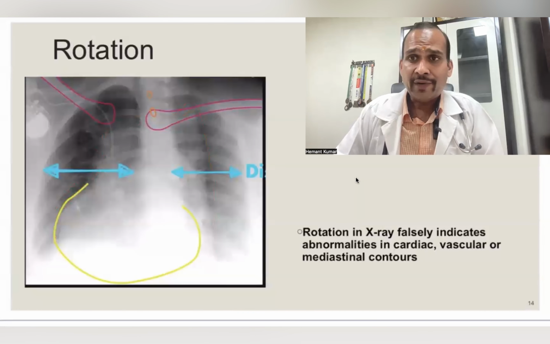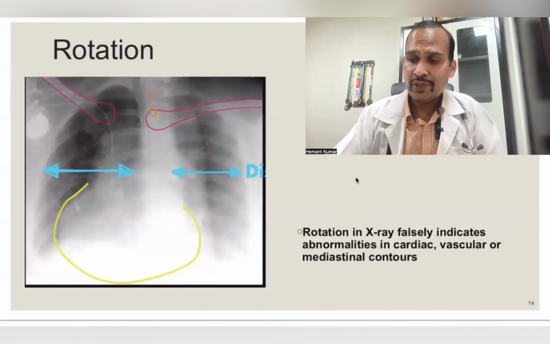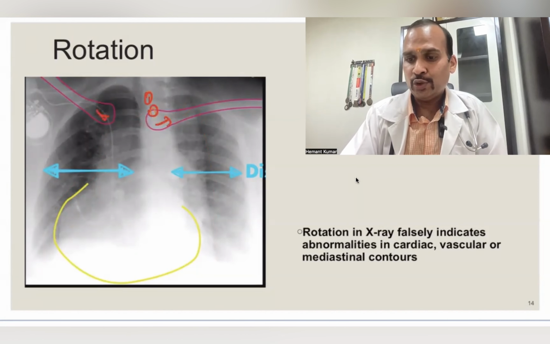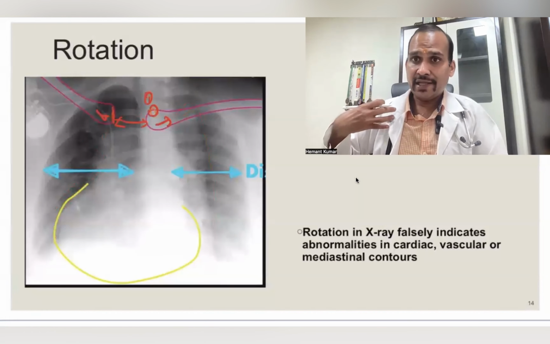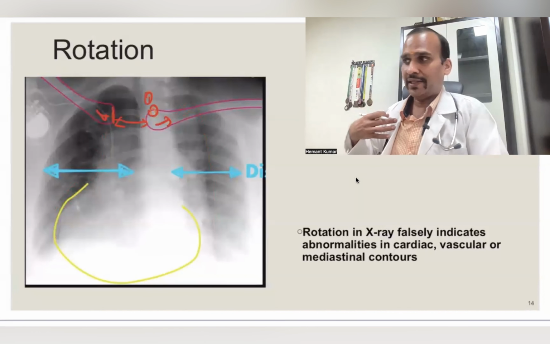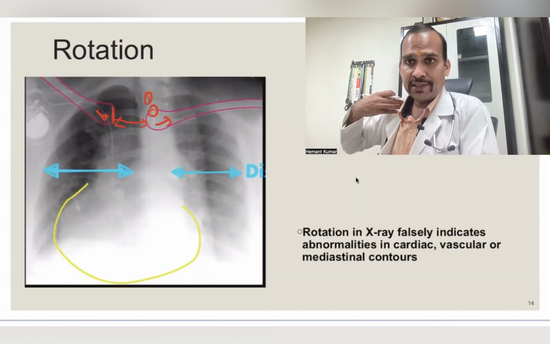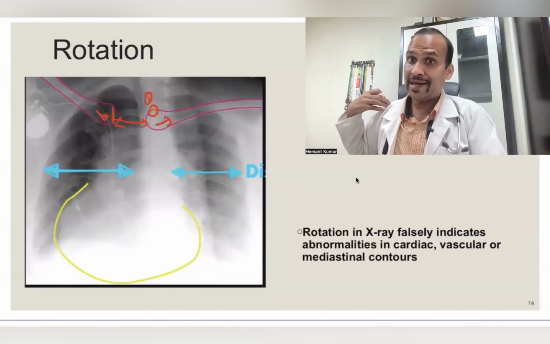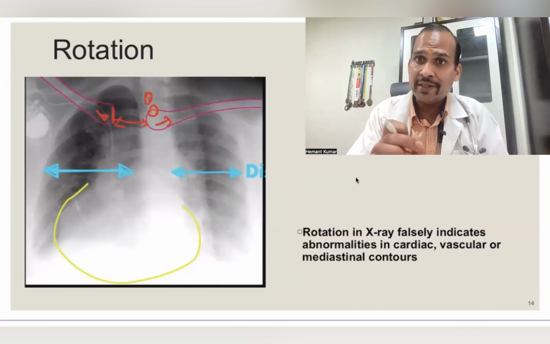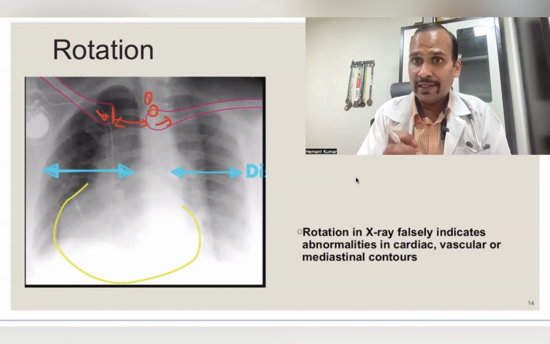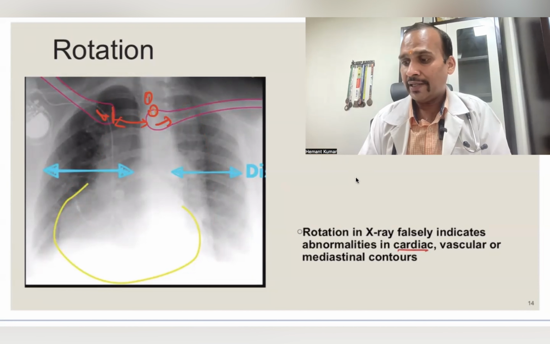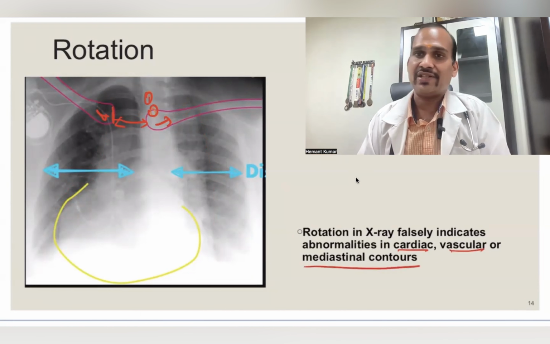So what is the disadvantage of rotation? In this X-ray, you can see this is the spinous process, and this is the clavicle. You can see the right clavicle is going far away from the spinous process. Means the right side is away. Means the patient is standing like that. My right clavicle is going far away from the spinous process. This is right side rotation. So what is the disadvantage? We cannot see the cardiac, vascular, or mediastinal structures clearly.